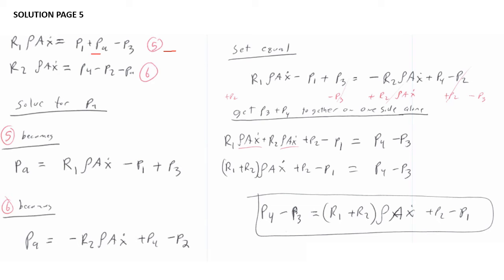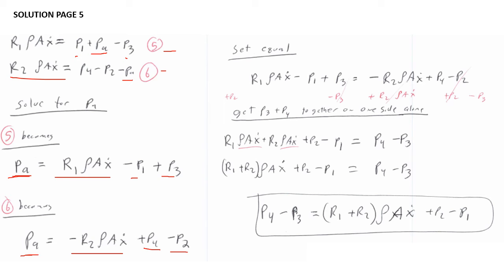If I want to solve equation 5 for PA, what I can do is move our P1 and our P3 over to the other side there, so I can subtract a P1 and I can add a P3, so we end up here at PA is equal to R1 times rho AX dot minus P1 plus P3. So now I can do the same thing and solve for PA here from equation 6. So what I'm going to do is move my PA over to the other side, add that there, and subtract my R2 rho AX dot to leave me with PA is equal to negative R2 rho AX dot plus P4 minus P2.